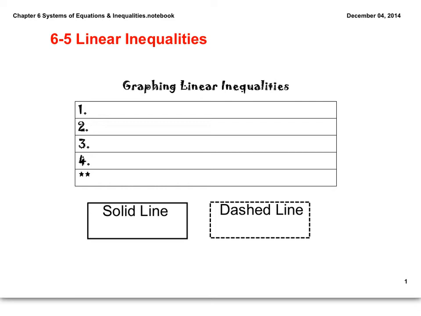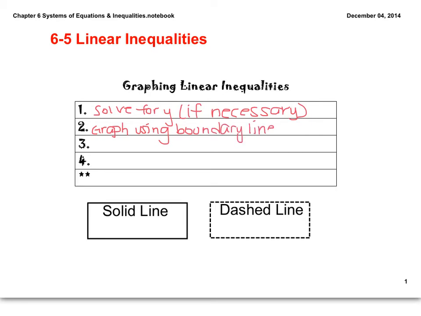So here are the steps that we need in order to completely graph a linear inequality. The first one is to solve for y, and we know that's not always needed, so only if necessary. The second is to graph using what's called a boundary line, and we'll talk about what that means. And we know that requires us to make a table and label.